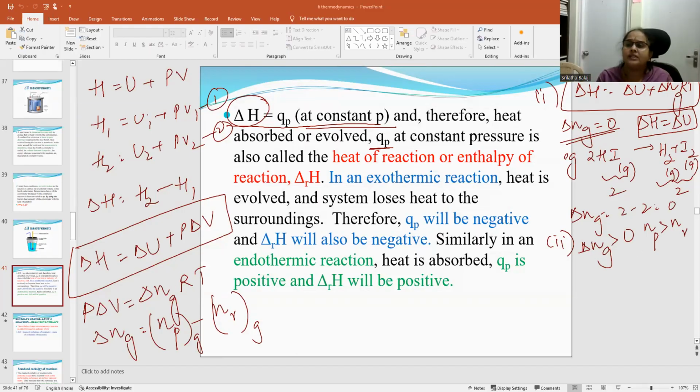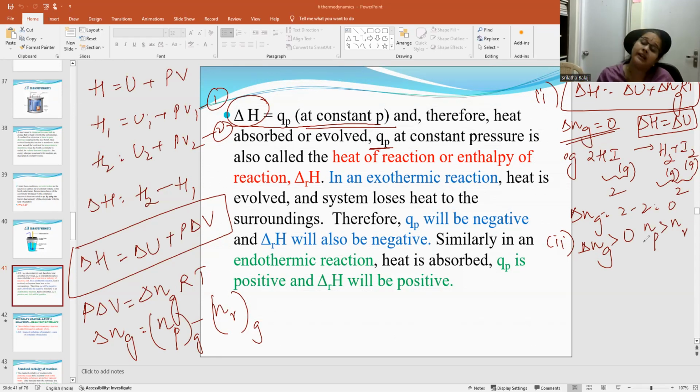See, this is the equation: delta H is equal to delta U plus delta Ng RT. Now, what is delta Ng? Delta Ng is the number of moles of products minus the number of moles of reactants, only in the gaseous state, not in any other state. Got it? So when delta Ng is equal to 0, substitute delta Ng 0. Products will be equal to reactants, right? So delta H will be equal to delta U.